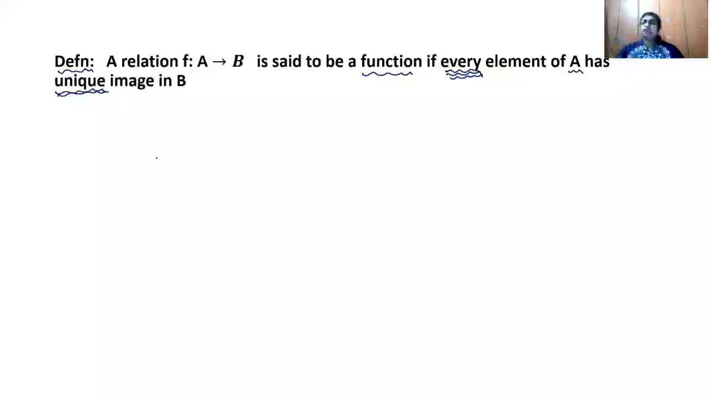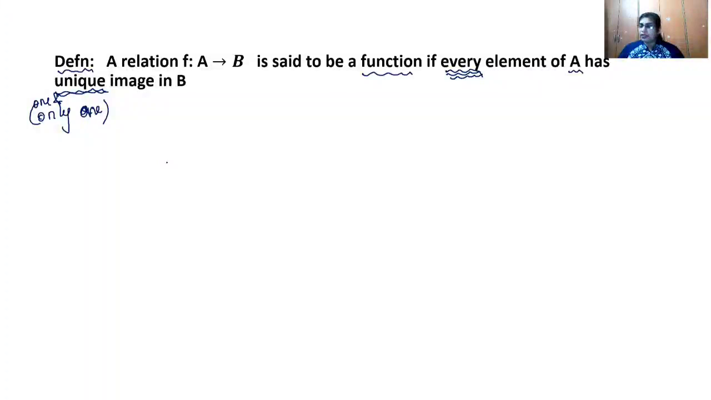Now suppose I have two sets A and B. Let me give you one example. Once again, let me read the definition. A relation f from A to B is said to be a function if every element in the set A, not leaving out even a single element, has a unique image. What is the meaning of unique image? One and only one image. So here unique can be written as one and only one. So one and only one image should be there.